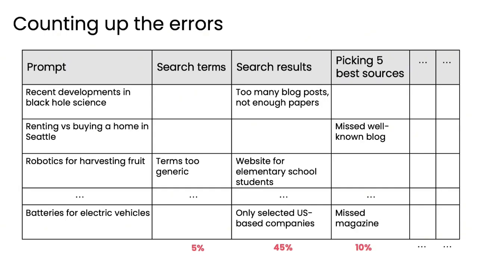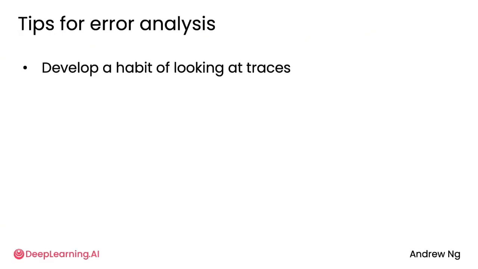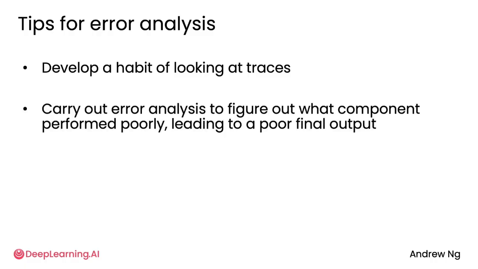So to wrap up this video, I find that it's useful to develop a habit of looking at traces. After you build an agentic workflow, go ahead and look at the intermediate outputs to get a feel for what it's actually doing at every step, so that you can better understand if different steps are performing better or worse. And a more systematic error analysis, maybe done with a spreadsheet, can let you gather statistics or count up which component performs poorly most frequently. And so by looking at what components are doing poorly, as well as where I have ideas for efficiently improving different components, that will let you prioritize what component to work on.